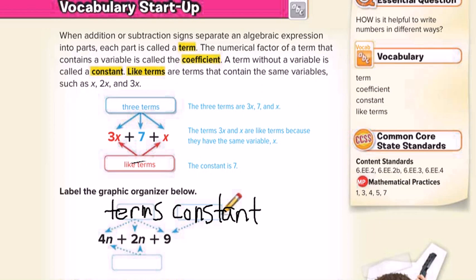Then we have this box down below, which points to 4n and 2n, which both of those are like terms because they both have that variable n. Okay. Now look ahead at the examples to get a better idea of how these terms relate to what we'll be doing.